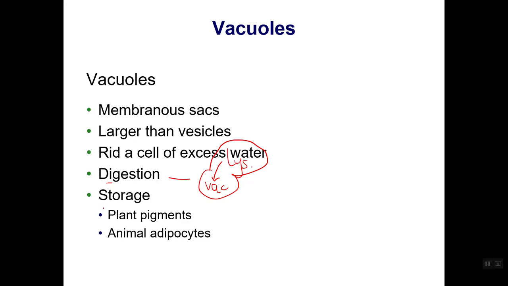All right. Vacuoles can also be used as storage. So pigments can be stored within vacuoles within plants. Fat can be stored within adipocytes. Adipocytes are basically fat cells. Adipo means fat. Cyte means cell.